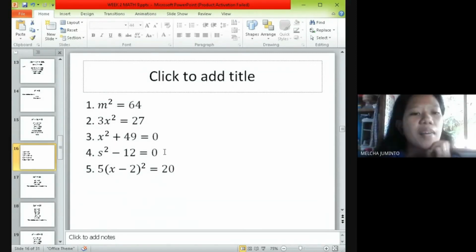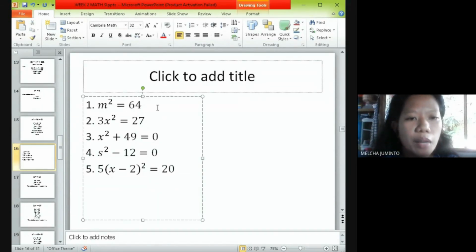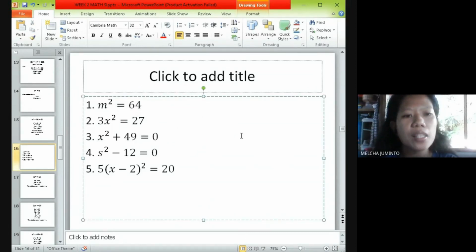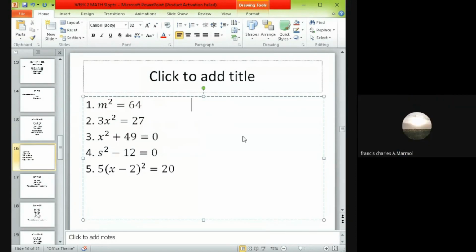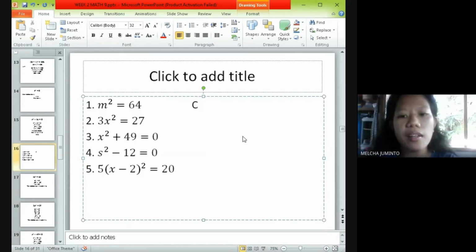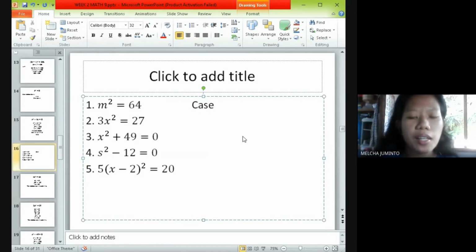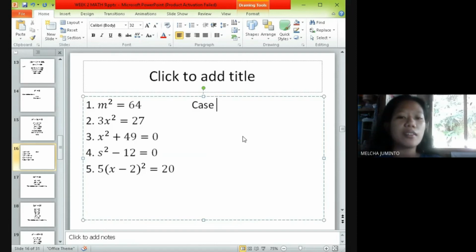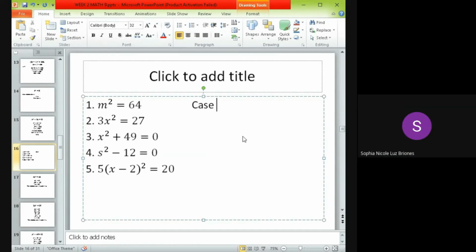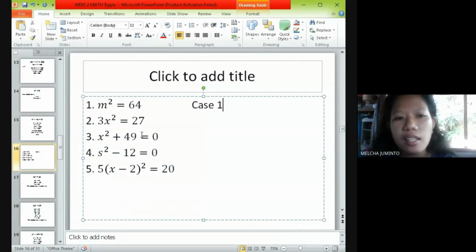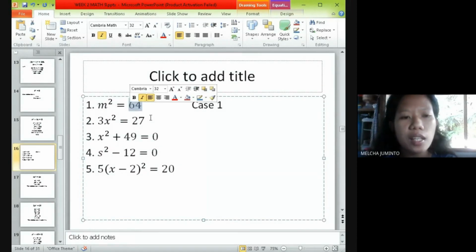Okay. Dito, sa mga example na to, kahit hindi mo pa siya i-solve, let us now determine kung anong case siya. Let's say, for example, this one. M squared equals 64. Case 1, 2, or 3? And you can type your answer sa chat box or you can unmute your mic. Case number 1, correct. Kasi ang k dito is 64. 64 is greater than 0.